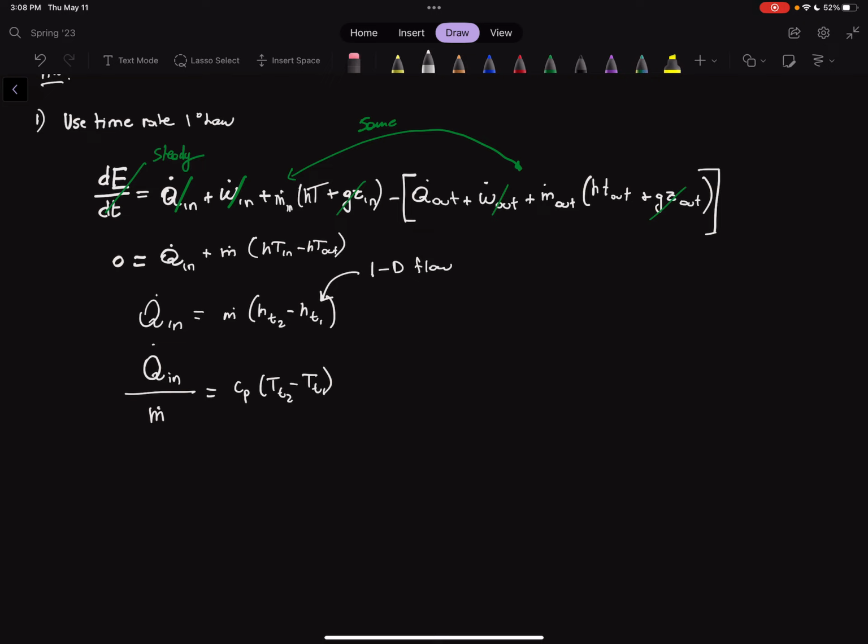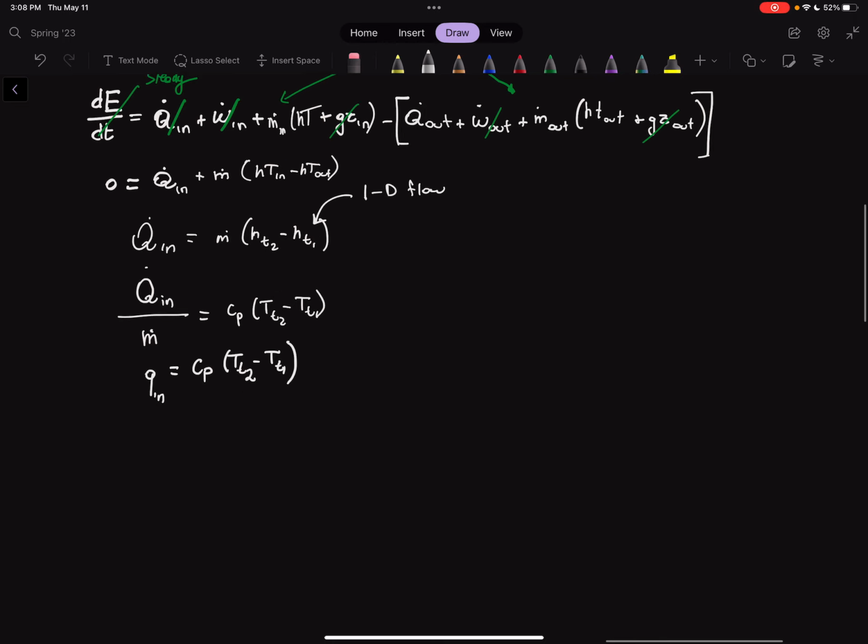So finally you have q in equals Cp times TT2 minus TT1. That's how you start the homework, because everything is given here besides TT2, so you can solve that for TT2. TT1 is given, q is given, Cp is given. Do you solve for TT2 using the chart for the Rayleigh flow? No, you solve it because you have everything. There is a Rayleigh flow chart, but after. First you do that.